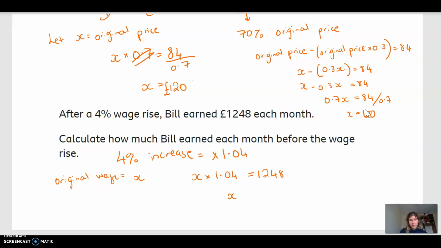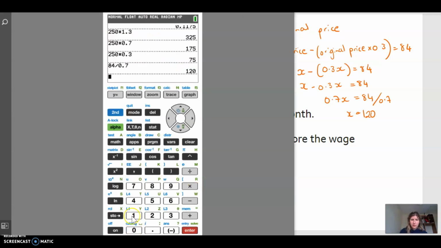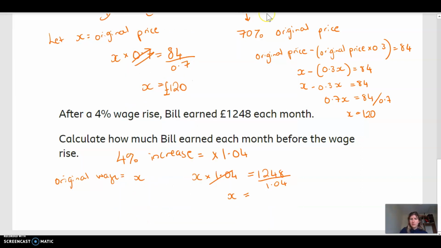So therefore, now we're going to divide that by 1.04. Again, cancel out that on the other side, multiplying on this side, dividing on this side, and we end up with 1248 divided by 1.04 equals 1,200. So that 4% added on that £48 onto his wage that he wasn't getting before.